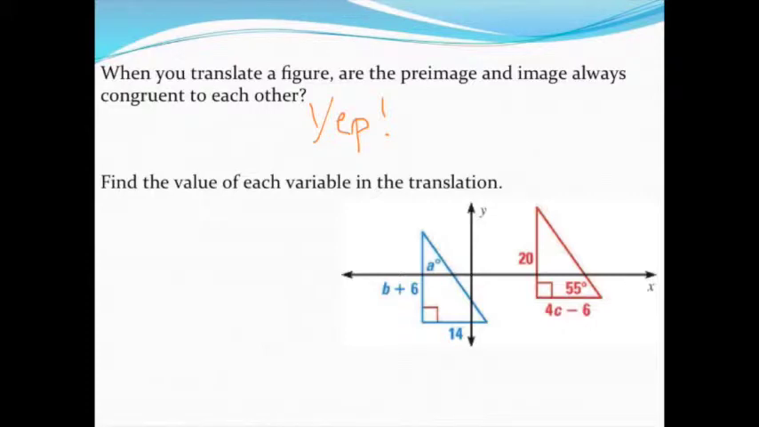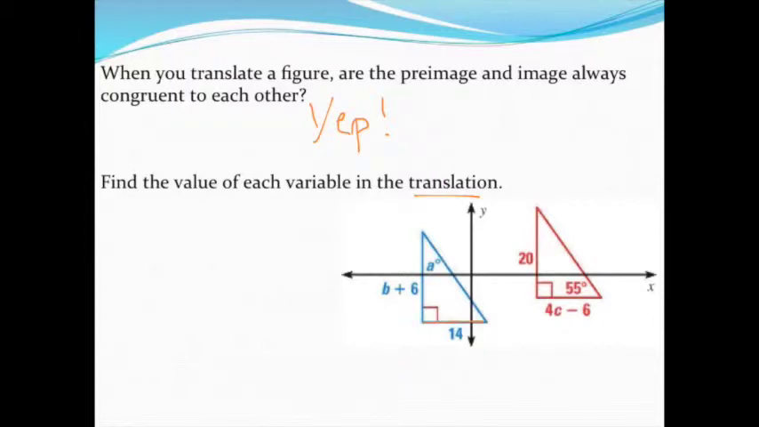So we are told in this diagram that we have a translation. One figure is simply translated to form the other one. Now I have no idea which one's the image, which one's the pre-image. It doesn't really matter though. Pieces that are in the same location are going to be congruent to each other. They're going to match up. So let's use that fact to find our three variables, and let's go in reverse alphabetical order.